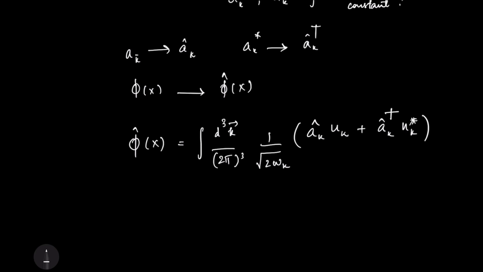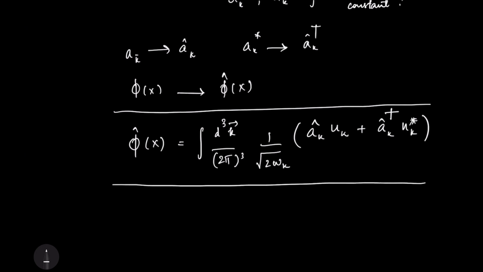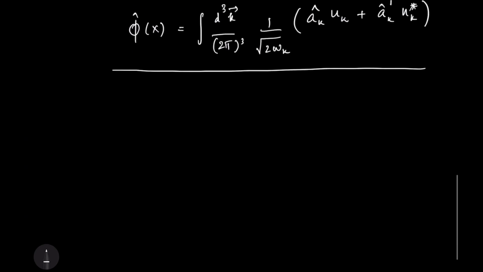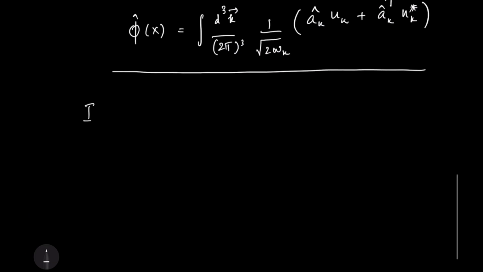Okay, so once you obtain the operator, then we have to impose the canonical commutation relation. Okay, so next we'll impose the canonical commutation relation.